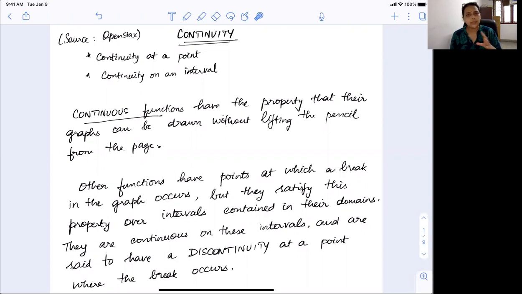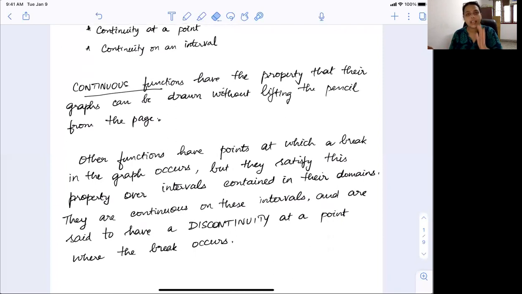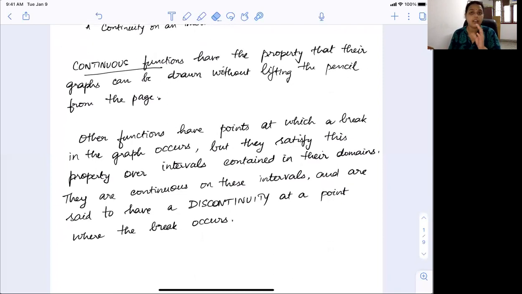Put in a very simple intuitive way, continuous functions are those which have the property that you can draw these functions without ever lifting your pencil from the page. That's another way of saying that when you draw a graph of these functions, there's going to be no break in the function. A break in a function would mean that the function is discontinuous at that particular point. Now, I've given you a very brief intuitive definition. Now let's try and define it in a formal way.